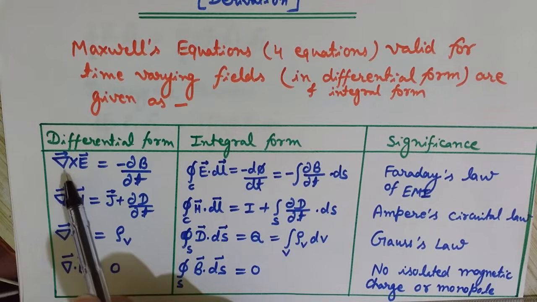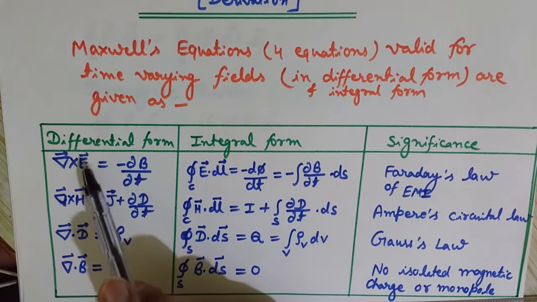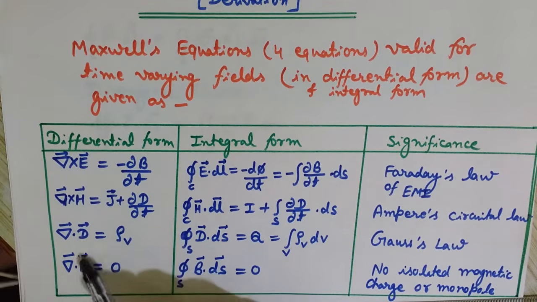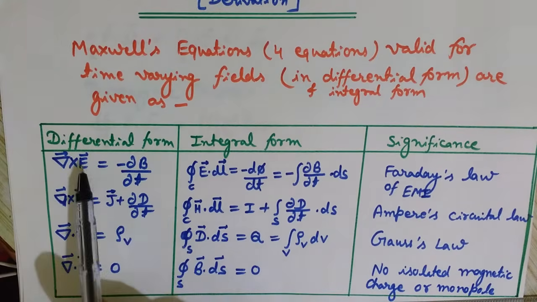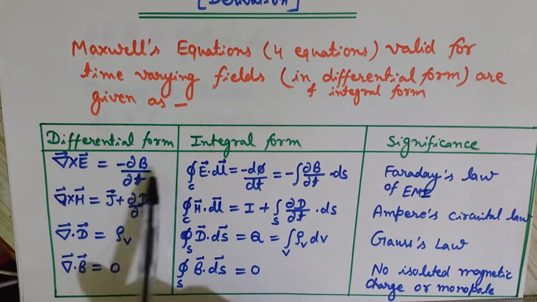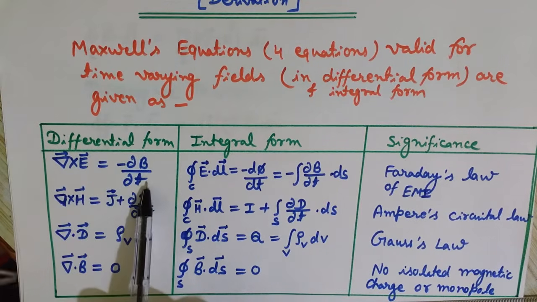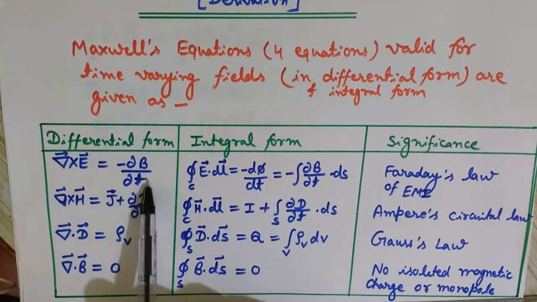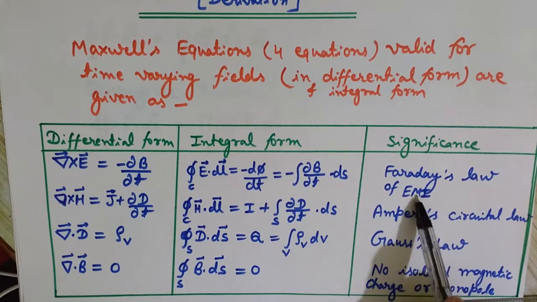The first equation is curl of E is minus del B by del T. You see here these two equations are in curl and two are the divergence equations. You should know the basics of curl and what is meant by the divergence. So this is the differential form. The first equation is curl of E is equal to minus of del B by del T, and its integral form is given as this. I will explain what all this means with derivation, and this is based on Faraday's law of electromagnetic induction.